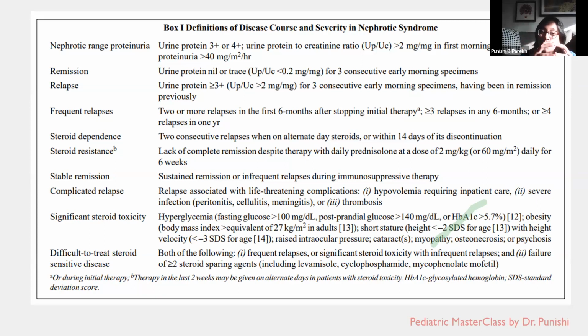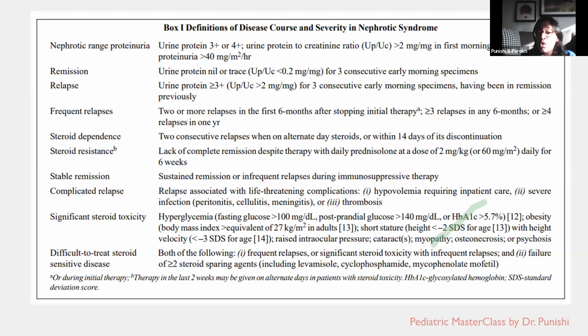That is the reason why it is so important for you to take a detailed history of the past episodes, how many, how frequently, how he has responded, etc., to be able to classify the patient as either frequently relapsing or steroid dependent.